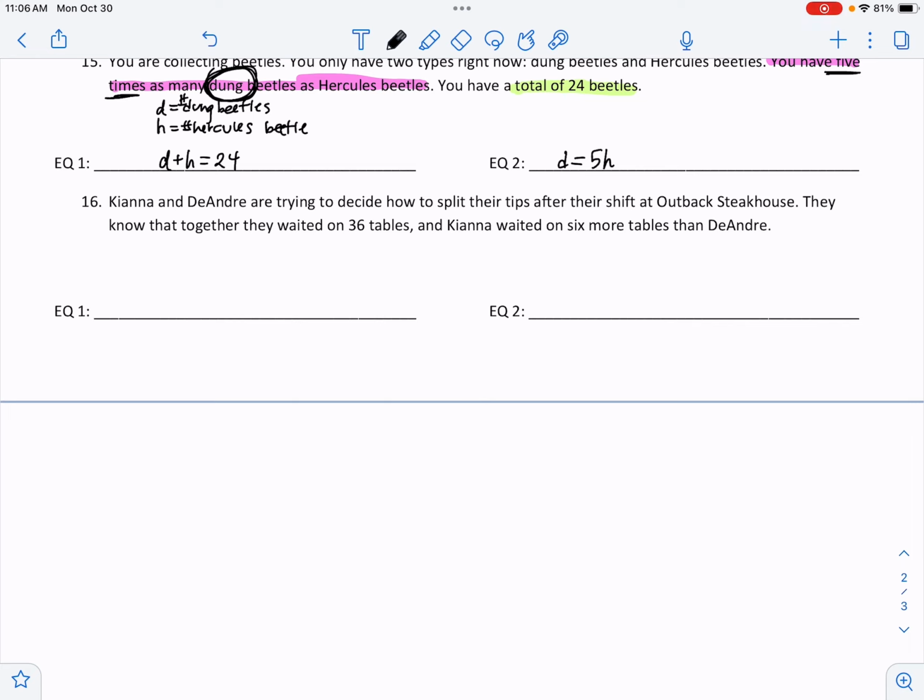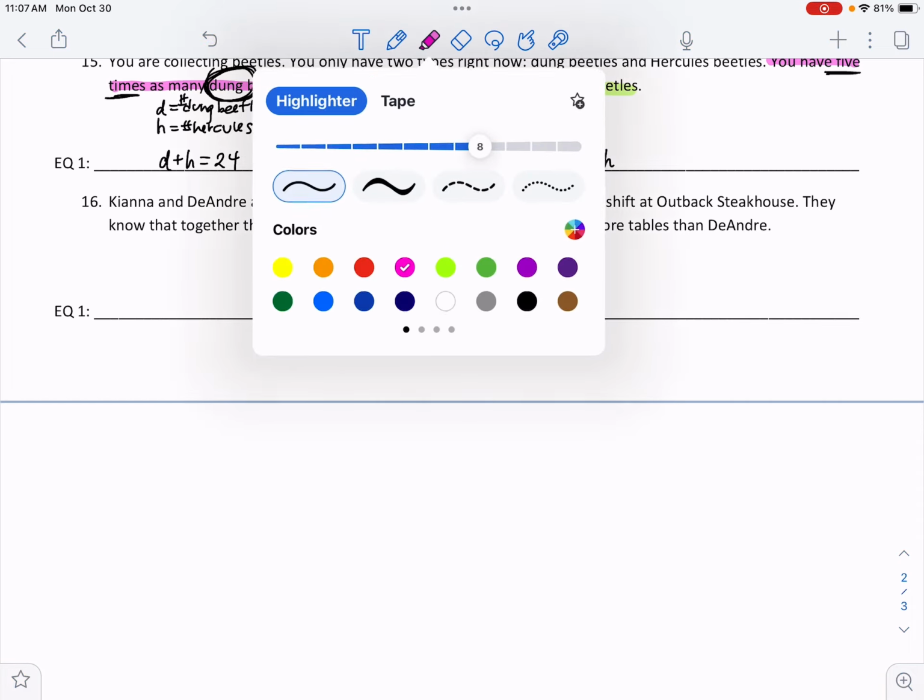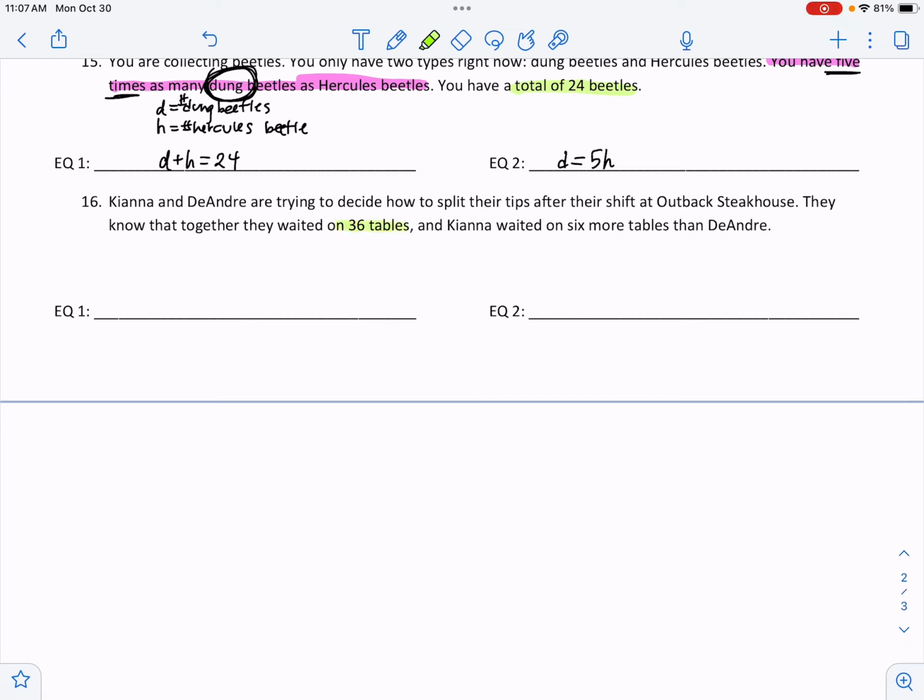Kiana and DeAndre are trying to decide how to split their tips after their shift at Outback Steakhouse. They know that together they waited on 36 tables. That's a total. And Kiana waited on 6 more tables than DeAndre. That's a comparison.